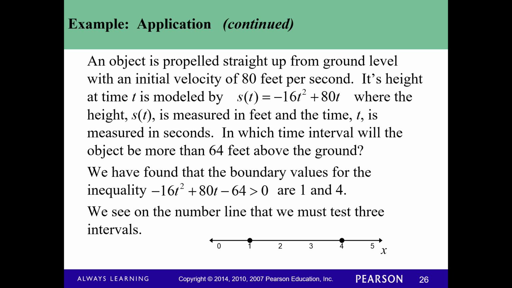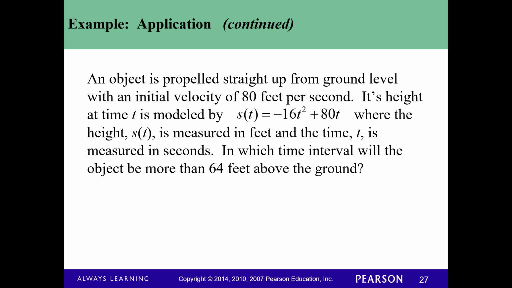Our interval is going to be from 0 to 5. Keep in mind that t is always positive, starts at 0 and increases. So we do have three intervals: from 0 to 1, 1 to 4, and 4 to infinity. And what we're trying to do is find which intervals are positive, greater than 0. So let's continue.